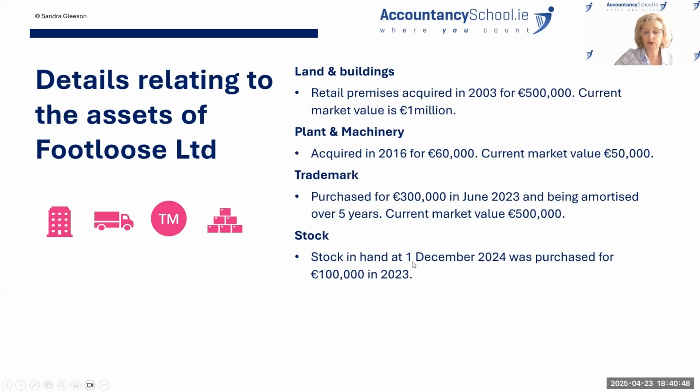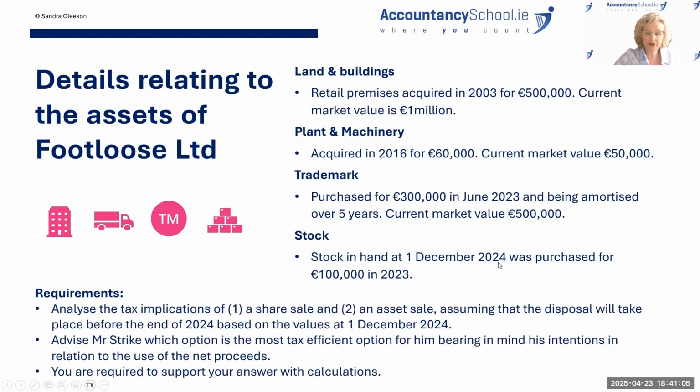Stock on hand then, we're told at the 31st December 2024 was purchased for 100,000. And if you were to look back at the statement of financial position, you'll see that the value of the stock on hand is 100,000. So there's no tax implications there because the value and the original cost are the same. And then a reminder then of the requirements. We're asked to analyse the tax implications.